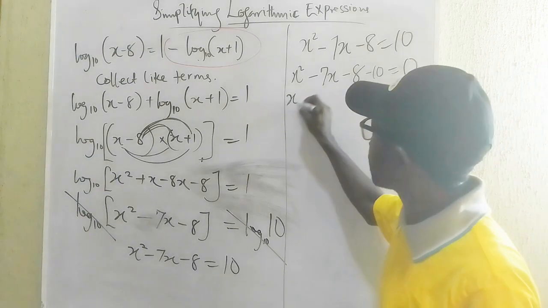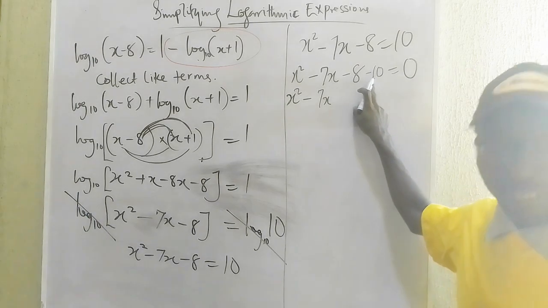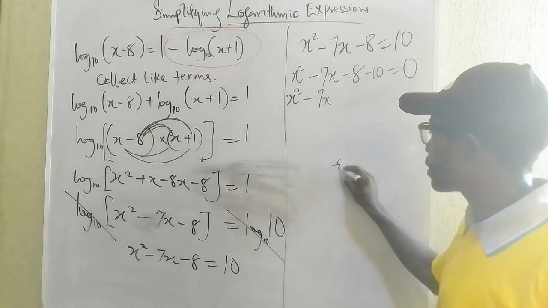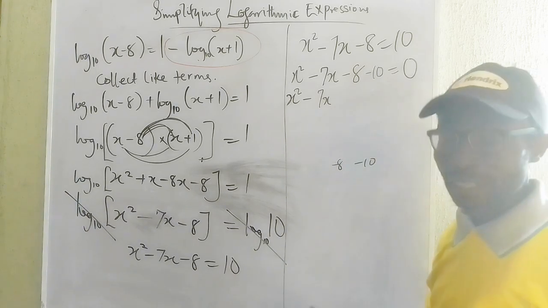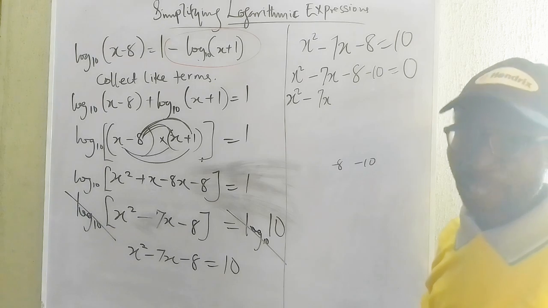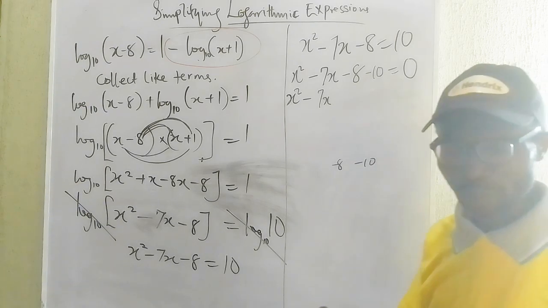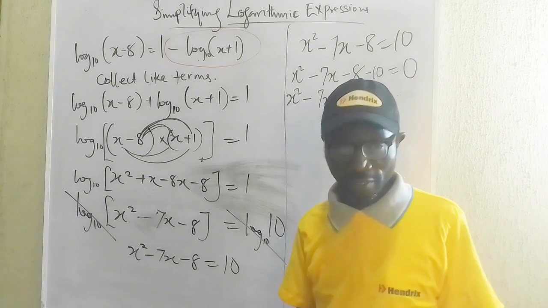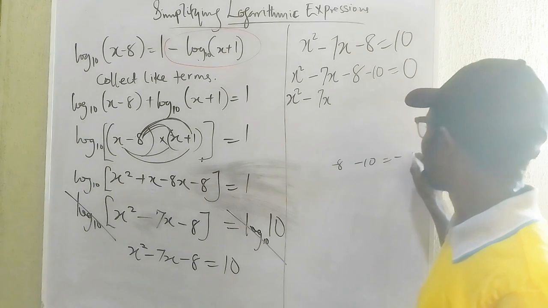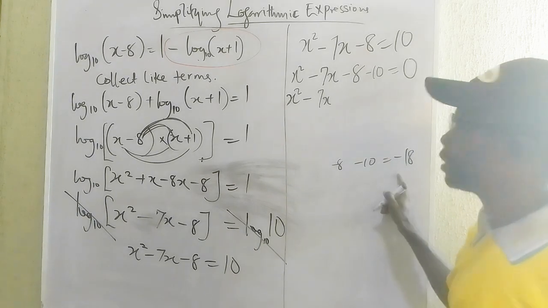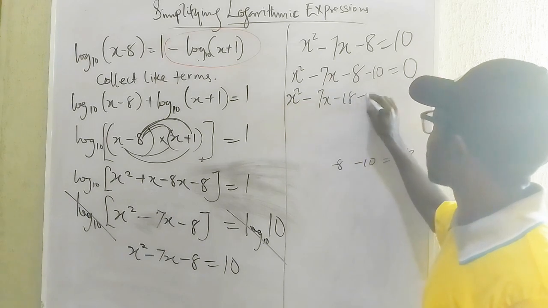Now let's go. This is x squared minus 7x minus 8 minus 10. That is, I'm owing $8 and I'm also owing $10. Minus means owing. Plus means having or paying. So owing $10 and owing $8. Question number 1: am I still owing? Yes. How much am I owing? $18. So it's going to be minus 18 is equal to 0.